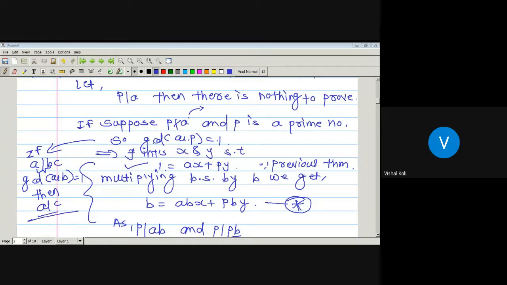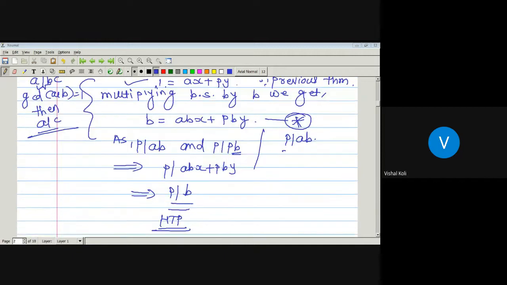So here P divides the integer AB, and GCD of A and P is equal to 1, then by Euclid's lemma, that is the relation between P and B: P divides B. P must divide C. Okay, so either we can use this method or this one. The easier one will be this.